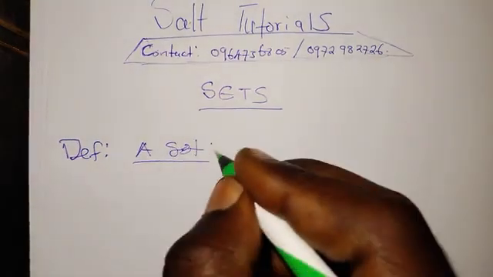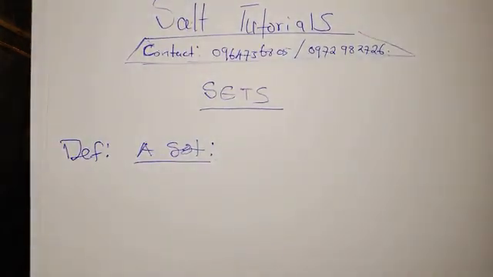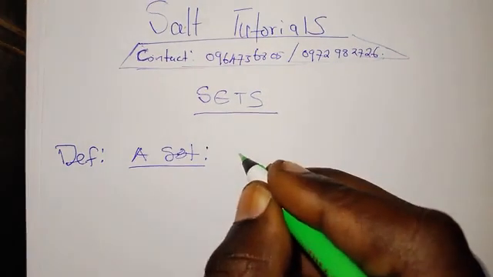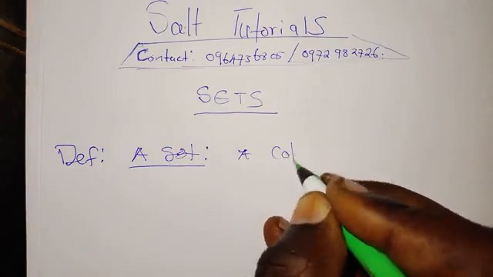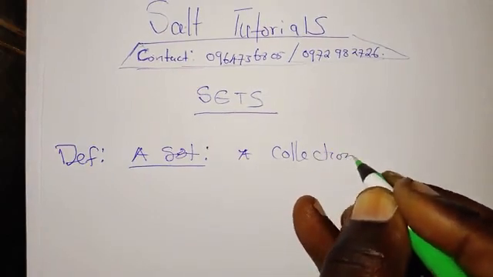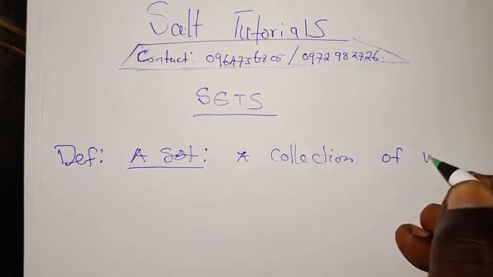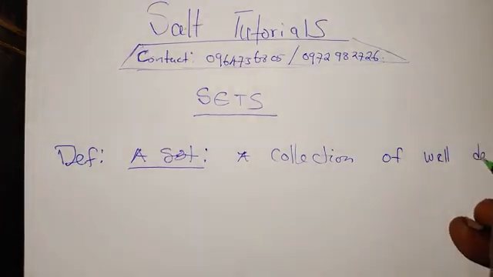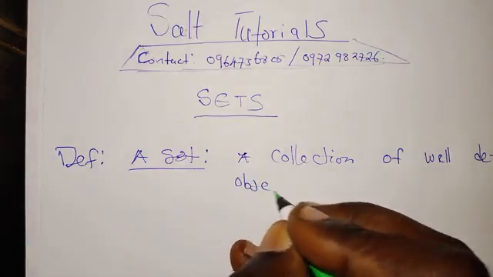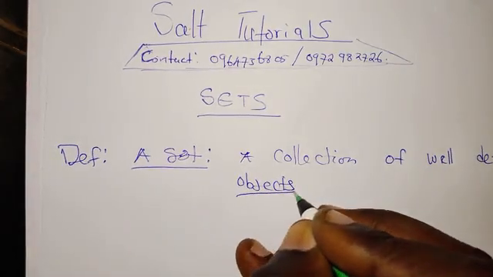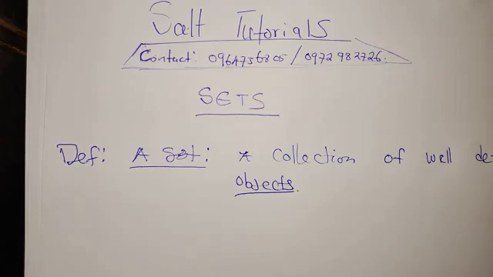So basically, when you look at a set, from the secondary concept, we know that a set is simply a collection. So a set is just a collection of well defined objects. I'll underline that. Well defined objects.